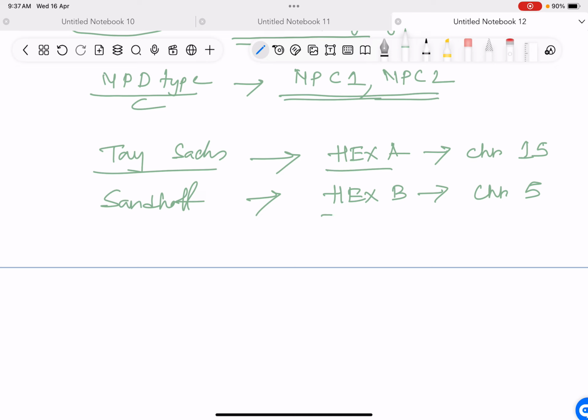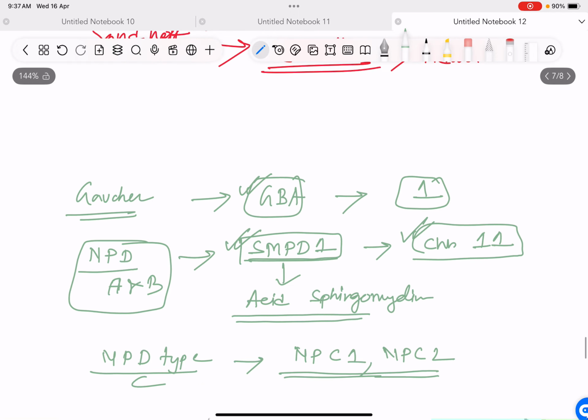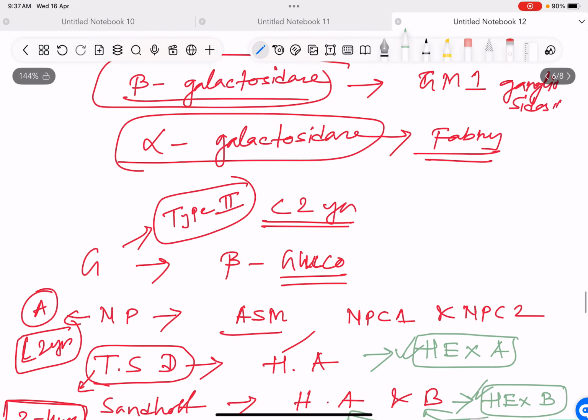Gene, you have to remember. Chromosome, you may not remember, but remember at least Gaucher, chromosome number 1. Niemann-Pick disease, second most important, chromosome 11. Tay-Sachs and Sandhoff, Hex A, Hex B. Tay-Sachs, chromosome 15, Sandhoff, chromosome number 5. Let's continue with this order.